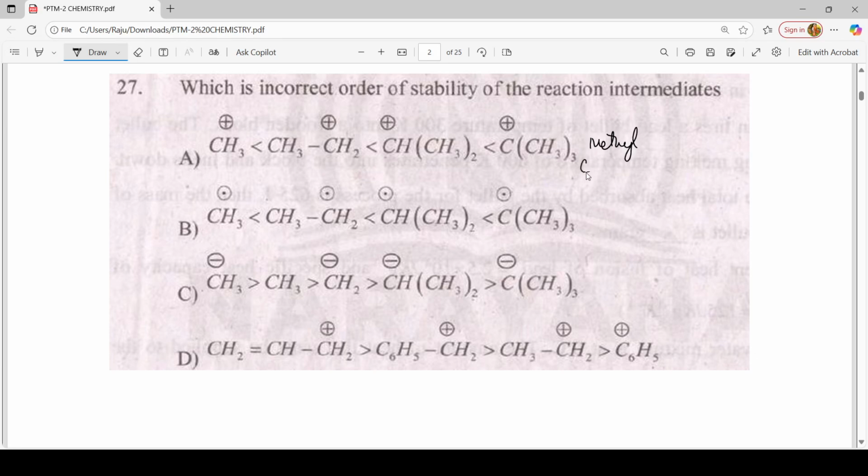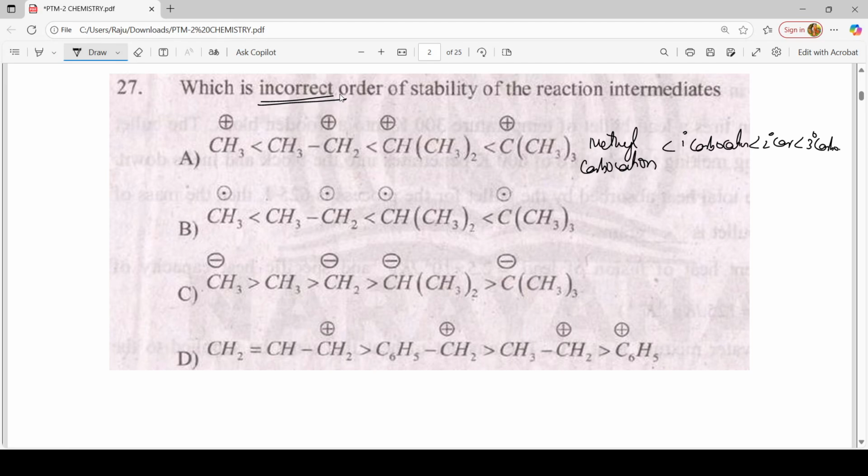So methyl carbocation is the least stable. After the methyl carbocation, primary carbocation is more stable. After the primary carbocation, secondary carbocation is more stable. After that, tertiary carbocation is more stable. He is asking for the incorrect one in the question.